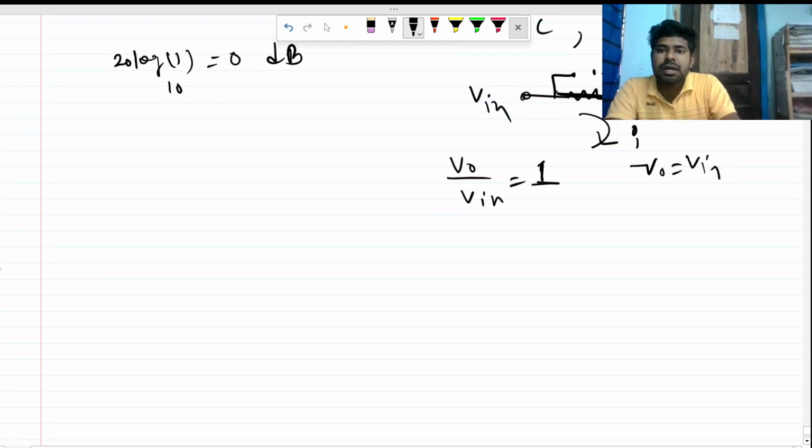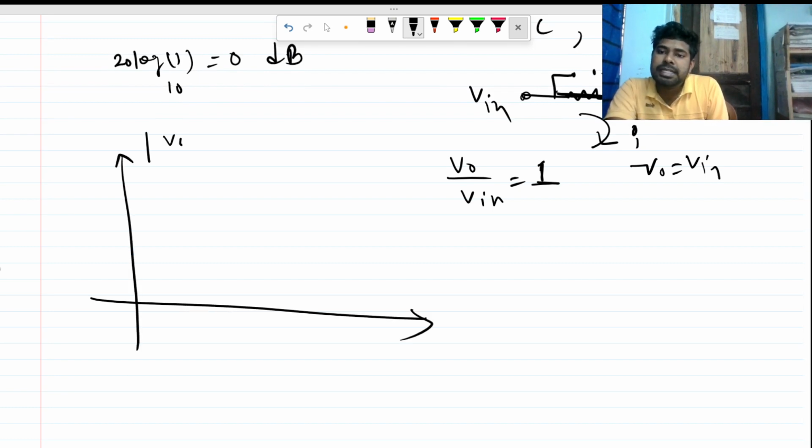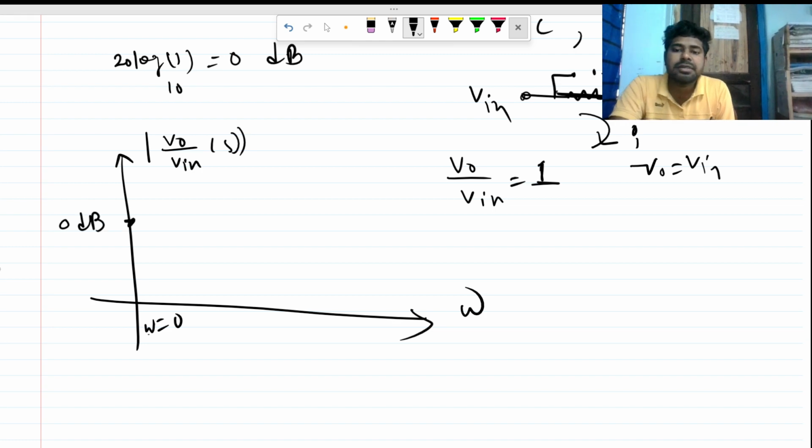So if we draw the, okay, I will only draw the Bode magnitude plot. So let's say this is our Bode magnitude plot, and this is our frequency. So we can see that at DC, so omega equal to 0, the gain is 1. Okay, so this is our 0 dB.